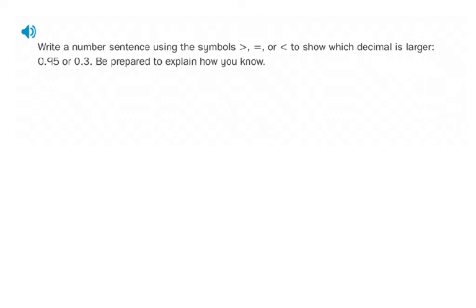You're going to write a number sentence using the symbols greater than, or equal, or less than to show which decimal is larger, 95 hundredths or 3/10. You can either write it or you could do some drawing. So go ahead and pause the video and either write a number sentence to show which one is greater or less than, or write an equation.